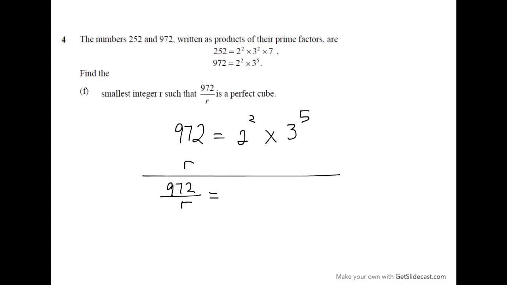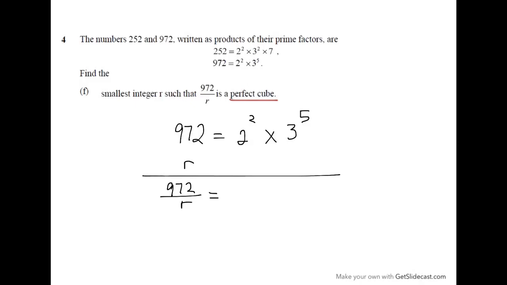Next one, question 4f. Find the smallest integer r such that 972 divided by r will give you a perfect cube. So to get a perfect cube, we need the number as a product of its prime factors, where all the powers are multiples of 3. But in this case, because we are dividing away r, the powers that we are going to have can only be decreased rather than increased. So it cannot be increased, it can only be decreased.